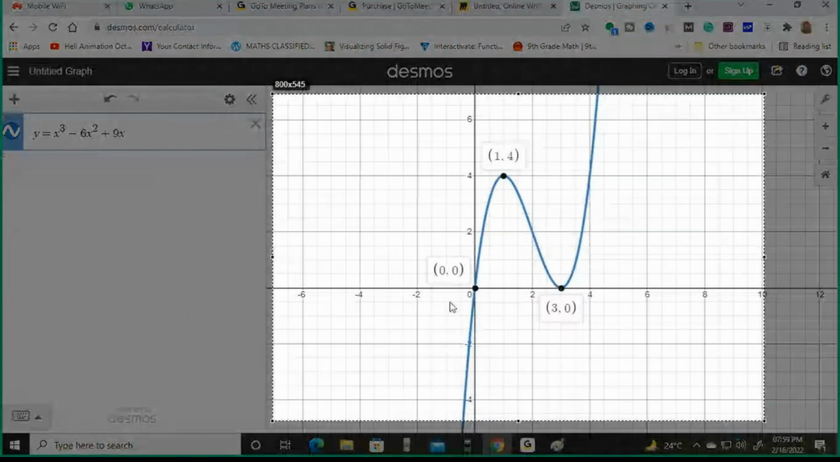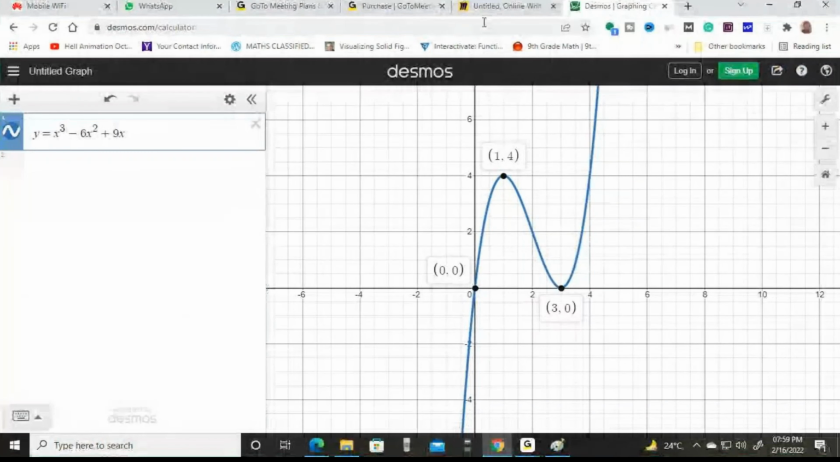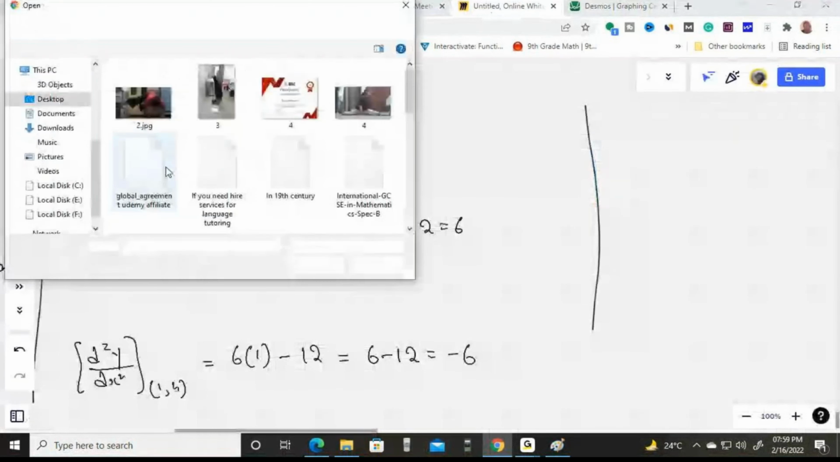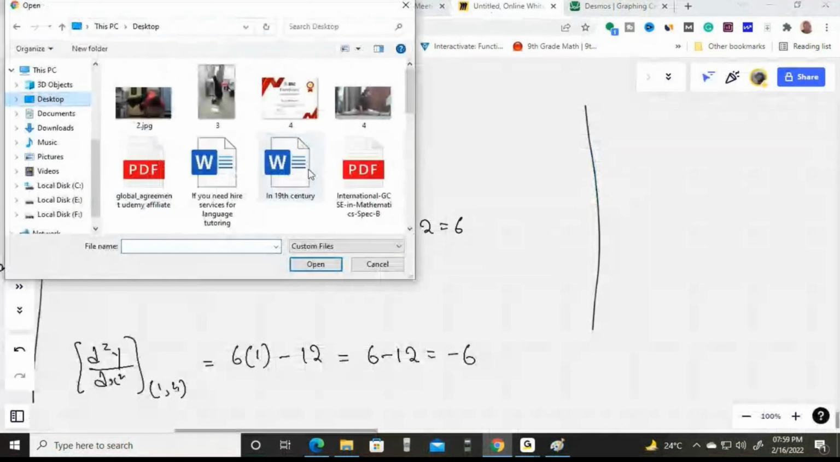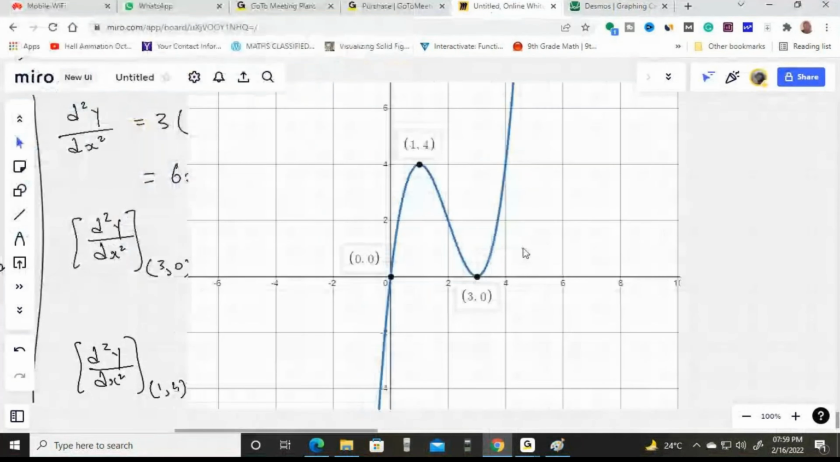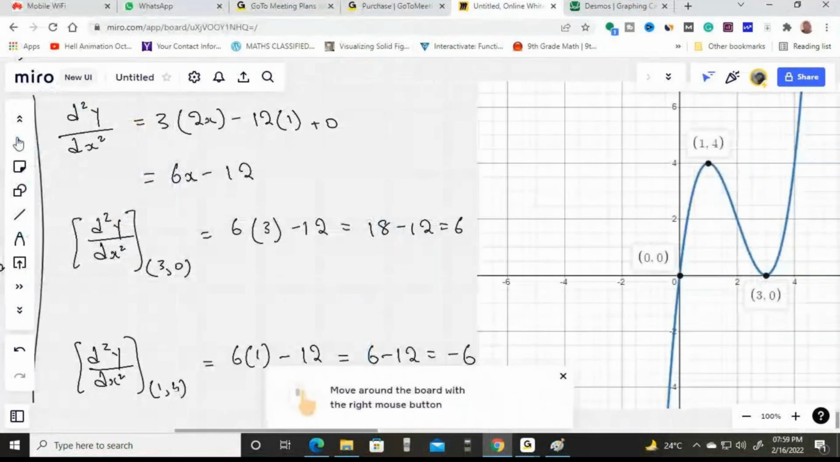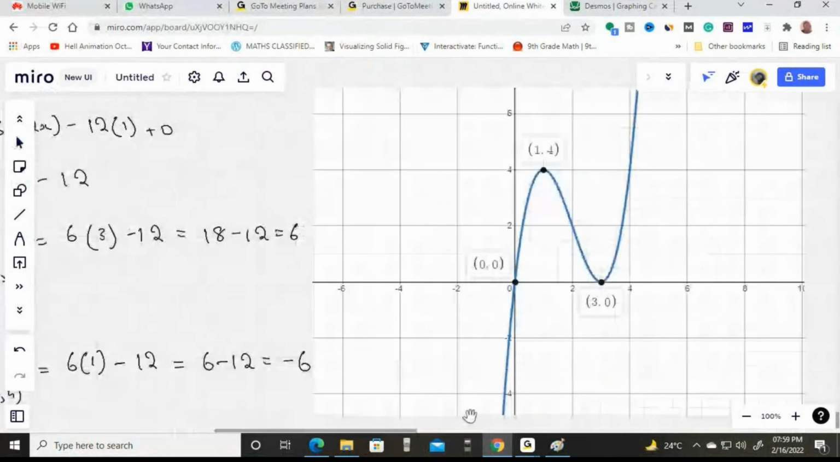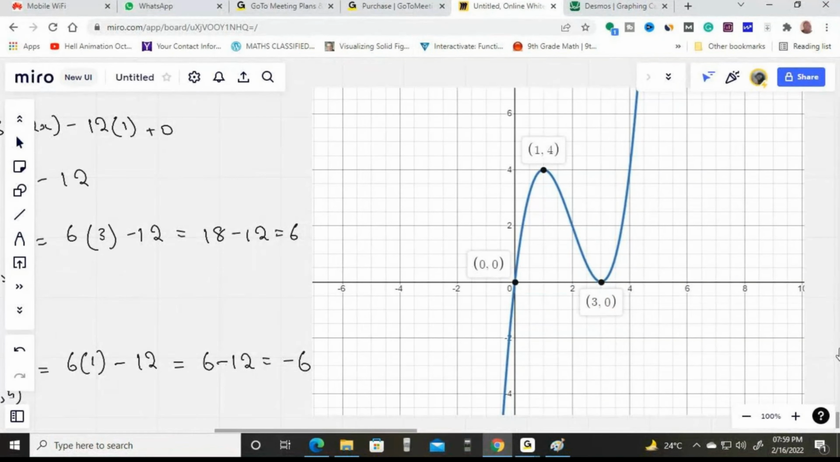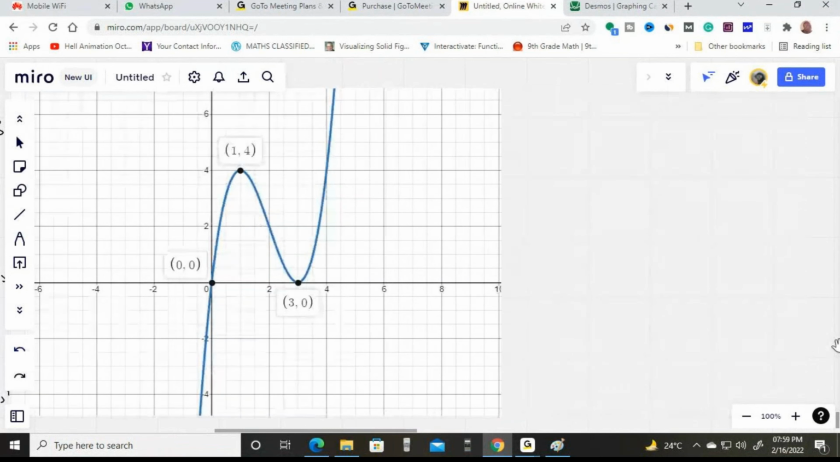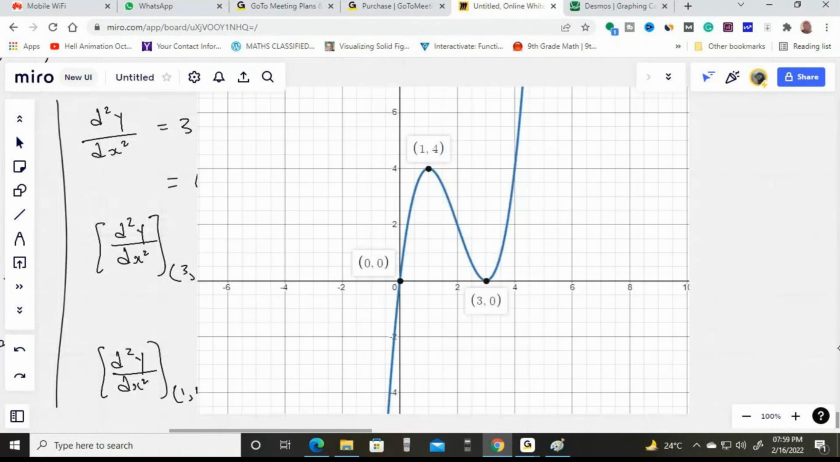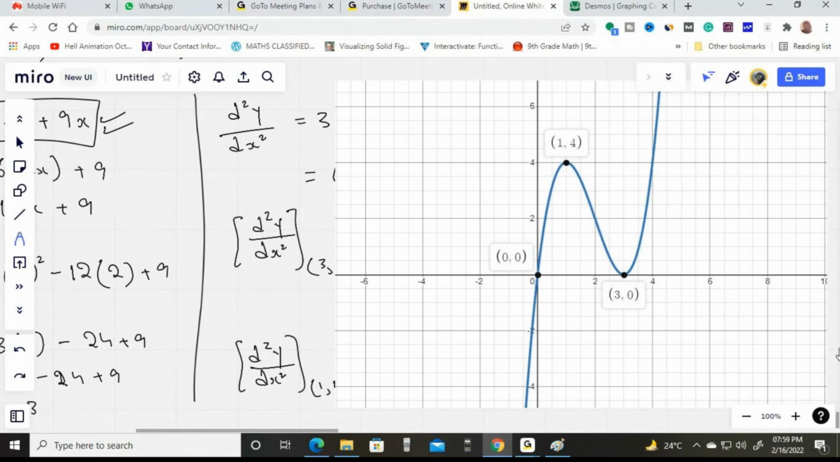Let me pick up the snapshot and then I'll show you some little geometrical work here. Now you see this turning point, 1, 4. I just try to move it to the right side of my x-axis. I'm moving this point, 1, 4, in this direction. Of course it's going to move along with the curve trajectory.